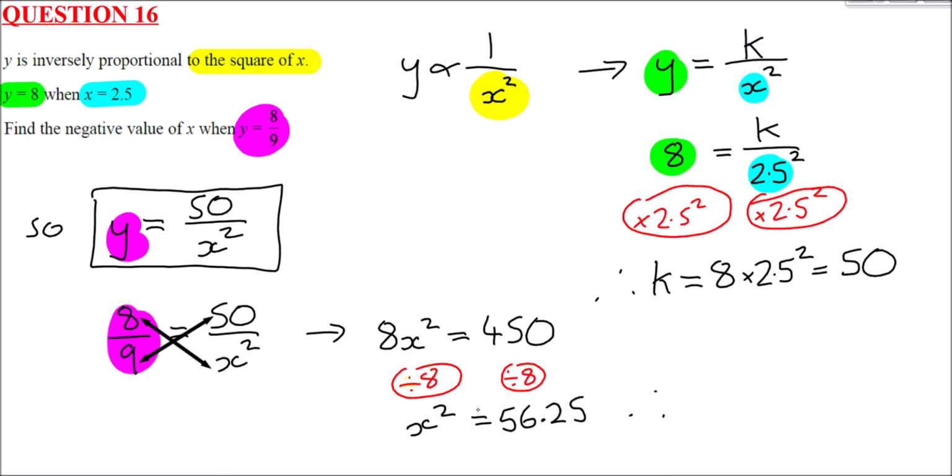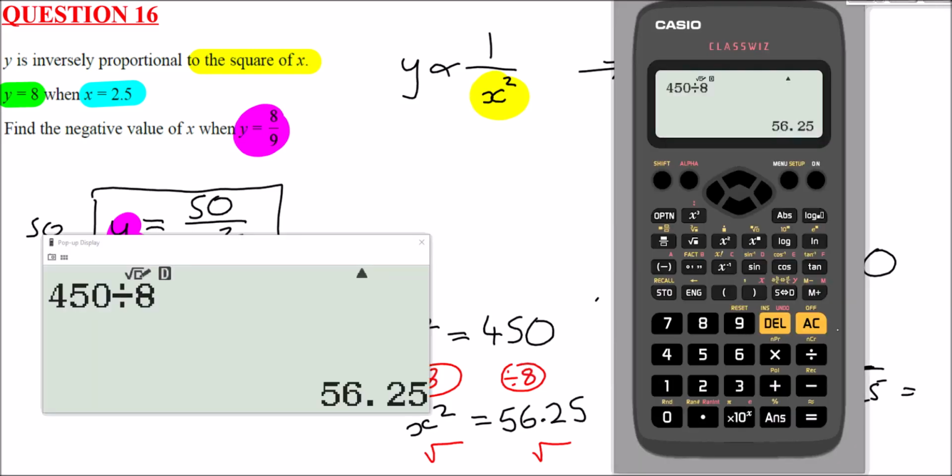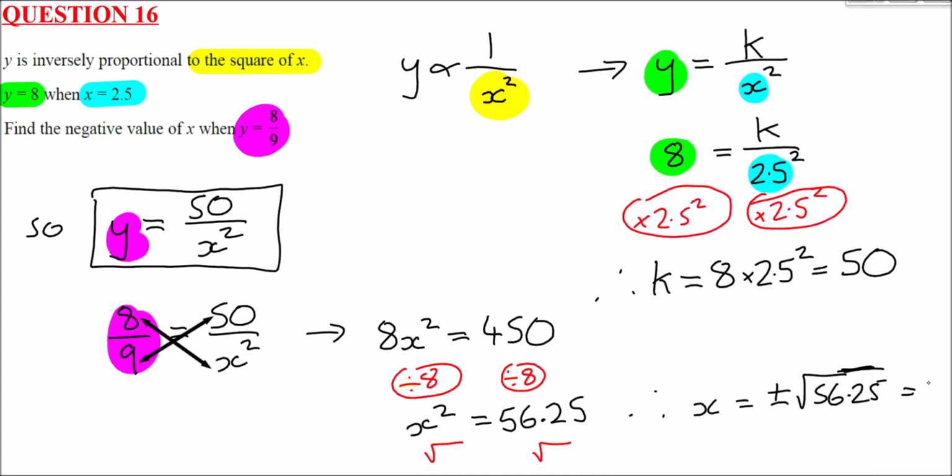Now to go from x squared to x, we simply square root both sides. However, if x squared is 56.25, we need to remember that x could be either the positive or negative square root of 56.25. So if we just square root this on a calculator, we get 15 over 2, which is 7.5. So x is plus or minus 7.5.